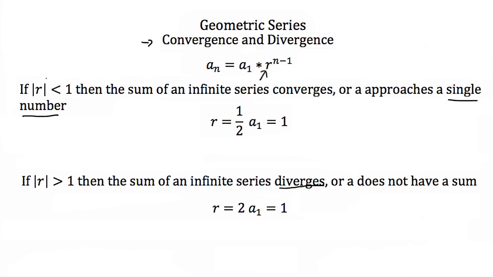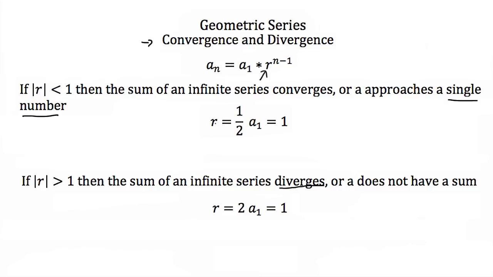If the absolute value of your common ratio r is less than 1, then your infinite geometric series does have an answer. If the absolute value of your common ratio is greater than 1, then your infinite geometric series does not have an answer. Now let's look at why this is. If the absolute value of r is less than 1, some fraction, then we should be able to get an answer from our infinite geometric series.